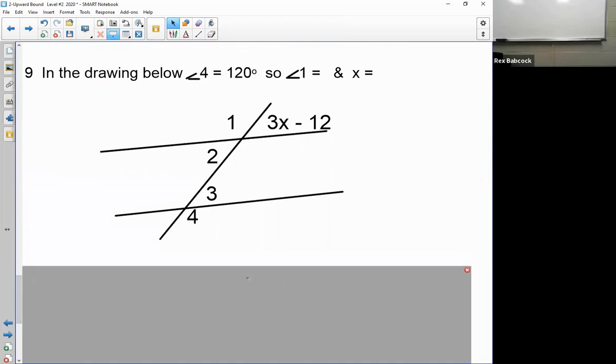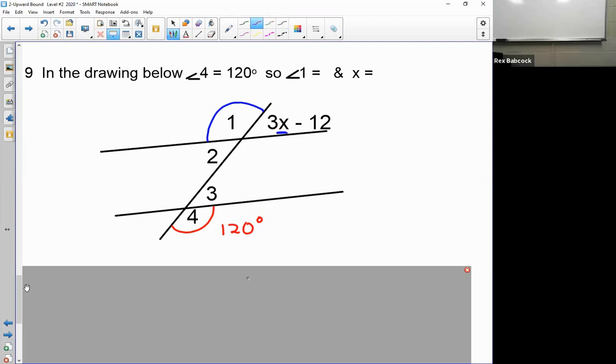Number 9, in the drawing. Oh, now we have a physical drawing. Angle 4 is 120 degrees. Well, that looks like it could be 120 degrees. It looks reasonable. So what is the measure of angle 1? And what is x? It asks both questions.